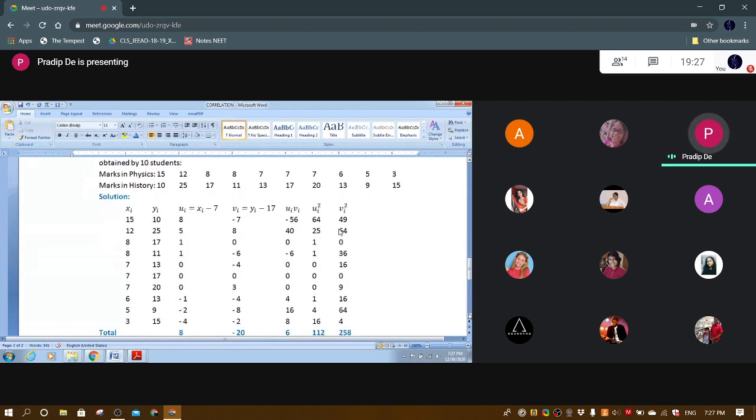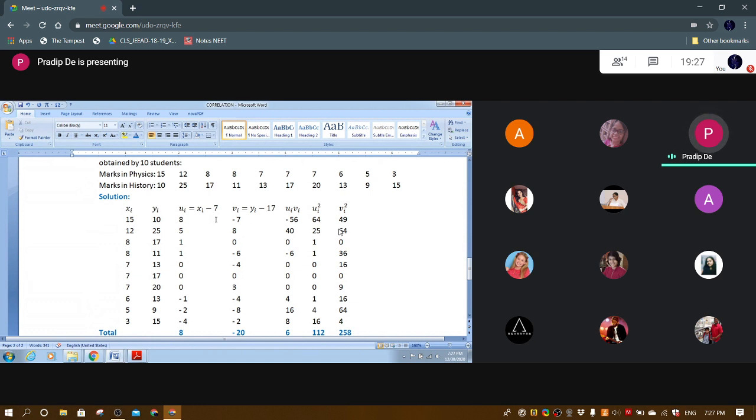So you make the columns. Here I illustrated this method. You see, by subtracting 7 from x and 17 from y, the numbers are reduced. And when the numbers are reduced, it becomes easier for us to do it mentally without the help of any calculator. That is the only advantage. It is like, you may say, the shortcut method in correlation.